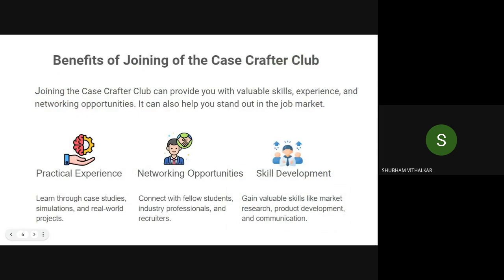So now let me tell you the benefits of joining the Case Crafter club. In this club, you will be learning through case studies and real life simulations. You will be launching your product on Product Hunt. We will be guiding you and also working with real world projects. And you will also connect with fellow students, industry professionals, and recruiters.